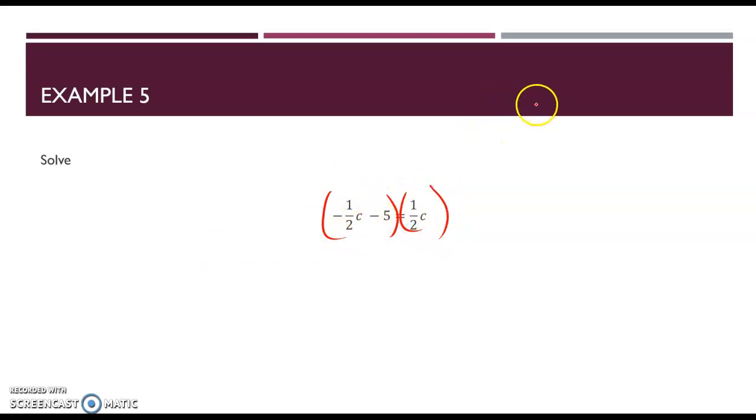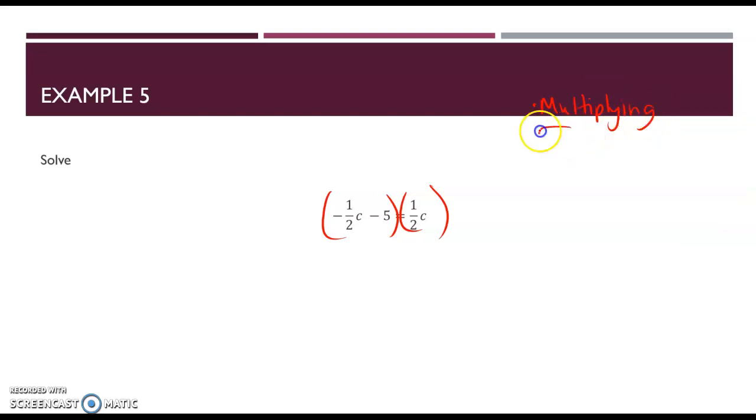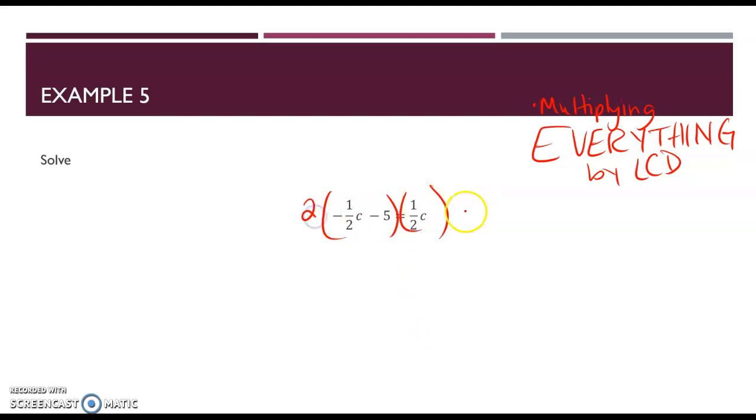And so I do that by multiplying everything by the LCD. All right, or whatever a common denominator. All right, so in this case, my LCD is 2. So I'm going to multiply both sides by 2 because what I do to one side, I have to do the other side.